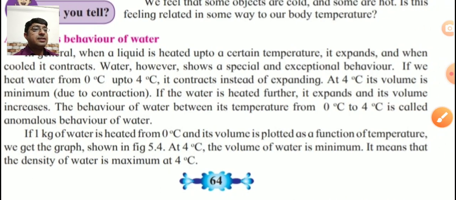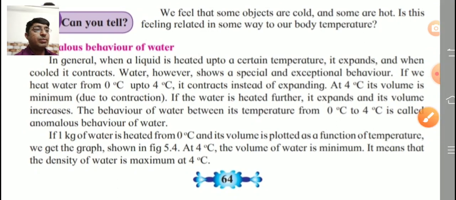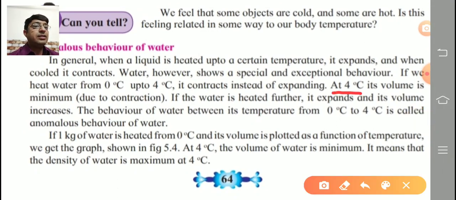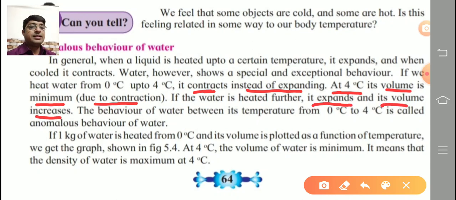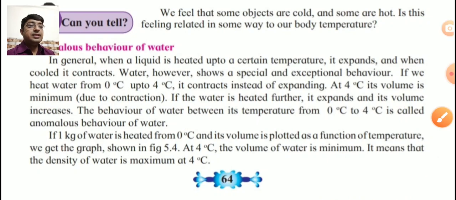At 4 degrees Celsius, its volume is minimum. Underline, at 4 degrees. Why? Because from 0 to 4, instead of expansion, it contracts. So at 4 degrees Celsius, its volume is minimum due to contraction. If the water is heated further, then after 4 degrees Celsius, what happens? It expands and its volume increases. So this exceptional behavior is shown by water.